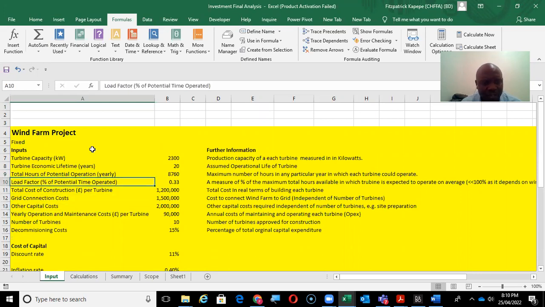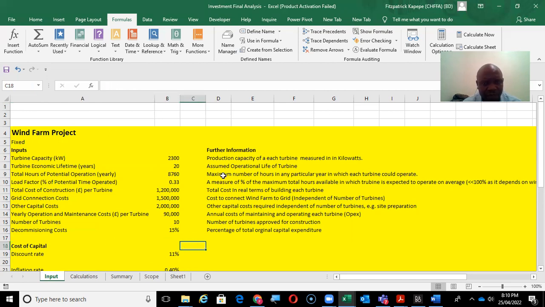We have the load factor, which is 33%. Total cost of construction per turbine, which is 1,200. Grid connection cost, which is 1,500. Other capital costs, 2,000. Yearly operational and maintenance costs per turbine.